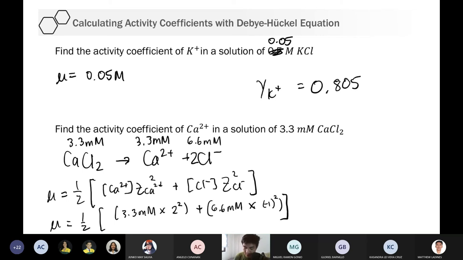Okay. So, what's mu? Mu is equal to 9.9 millimolar. If you're going to convert that to molarity, you just divide this by 1,000, because 1,000 millimolar is equal to 1 molar. So that means mu is equal to... divide ko lang sa 1,000.